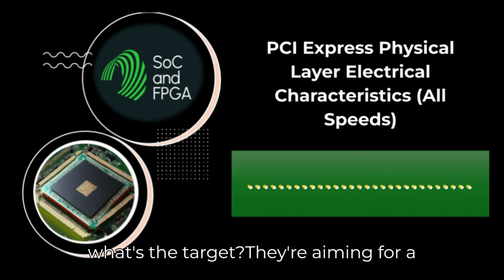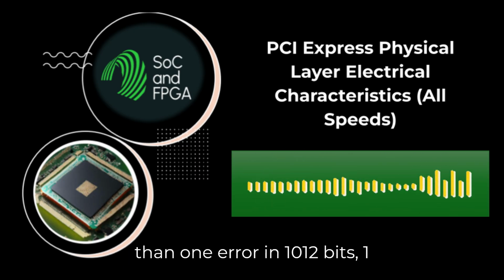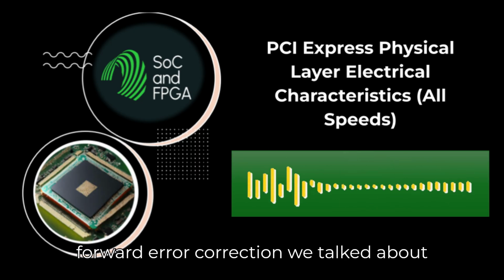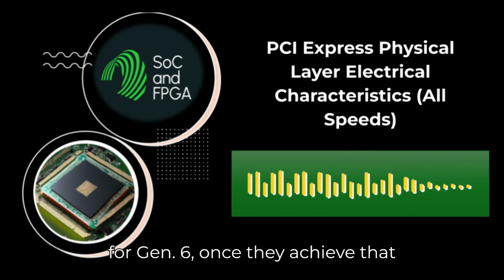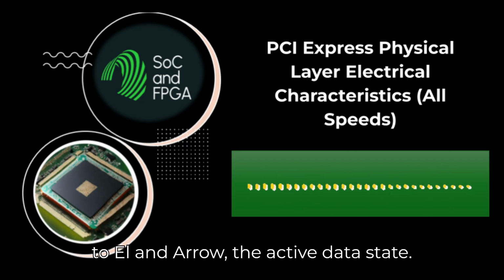Happy meaning? What's the target? They're aiming for a very low bit error rate, maybe better than 1 error in 10^12 bits, 1 trillion, before even applying that forward error correction we talked about for Gen 6. Once they achieve that stable, clean link, they can transition to L0, the active data state.